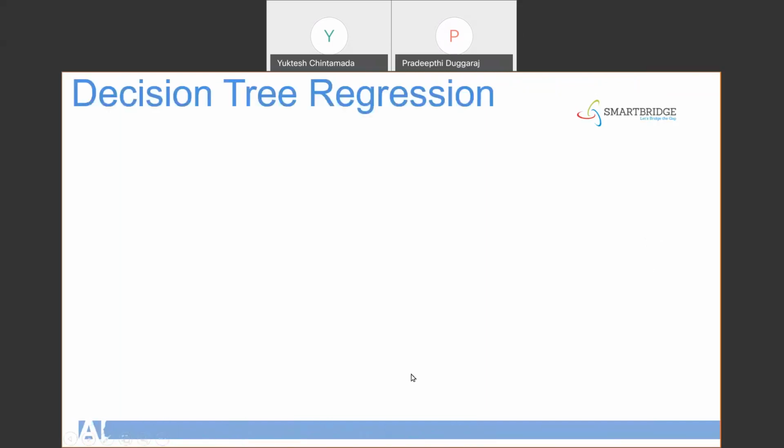Now, decision tree regression. You know the difference between regression and classification, right? If the output has a numerical value, you consider that a regression. If the output has binary or categorical values, you consider that classification. I told you decision tree is used for regression as well as classification. The data is split based on information gain and entropy in classification. But in decision tree regression, how does that happen?